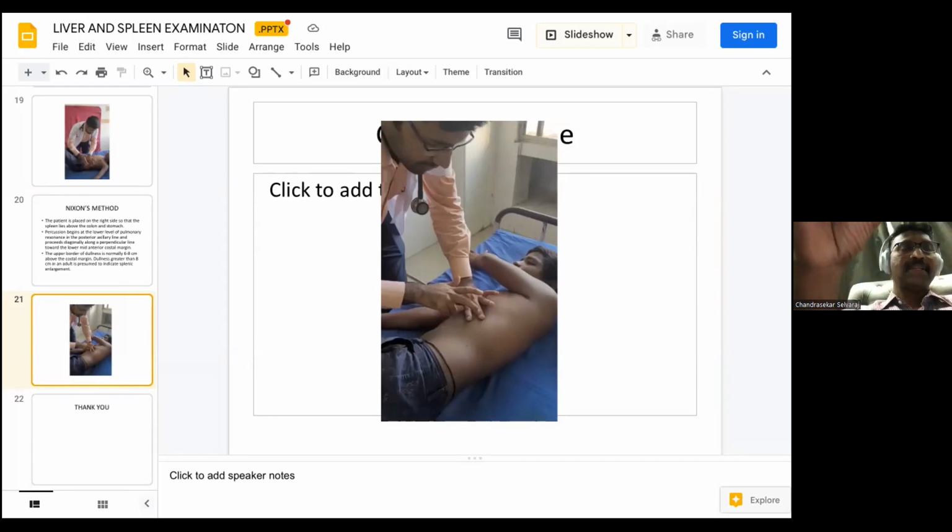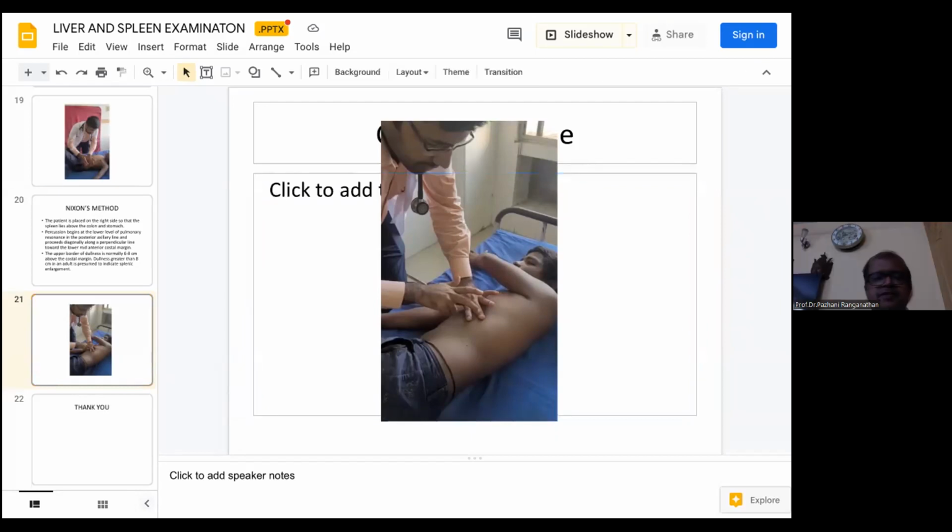So we have learned liver palpation by 5 different methods and splenic palpation by 3 methods. And of course, by percussion, we have Castell's and Nixon's methods, which can enable us to find out splenic enlargement. So with this, I thank Dr. Palani again for having me here. If there is any discussion, I'll take it up a little later. Thank you, sir.